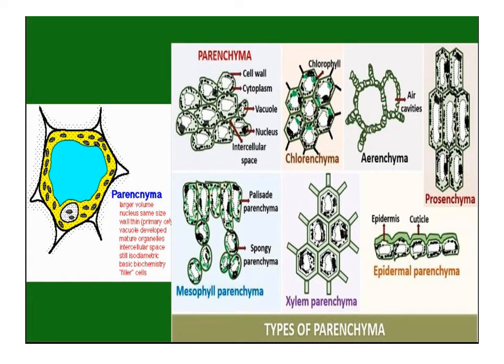Here are the different types of the parenchyma: collenchyma, chlorenchyma, aerenchyma, prosenchyma, epidermal parenchyma, xylem parenchyma, mesophyll parenchyma. These are the different types of parenchyma which function differently at different organs of the plant.